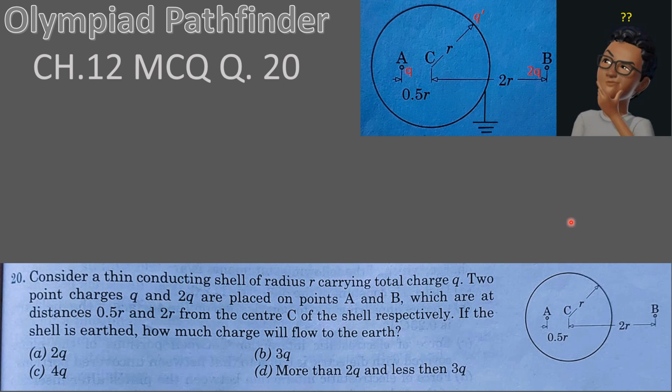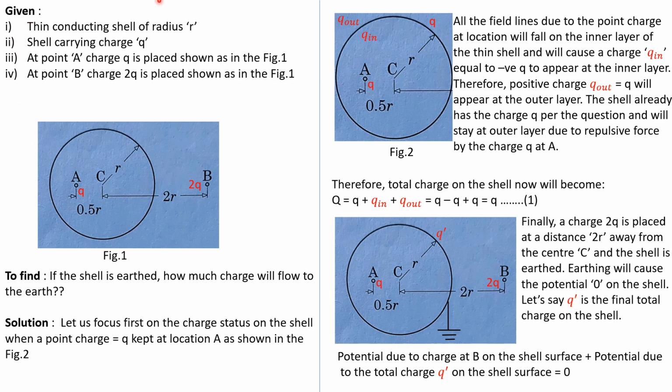So let us solve this question and see which option is correct. We have collected all the data over here. Thin conducting shell of radius r. Shell is carrying charge q. At point A, charge q is placed. At point B, charge 2q is placed. So what is to be found? If the shell is earthed, how much charge will flow to the earth?